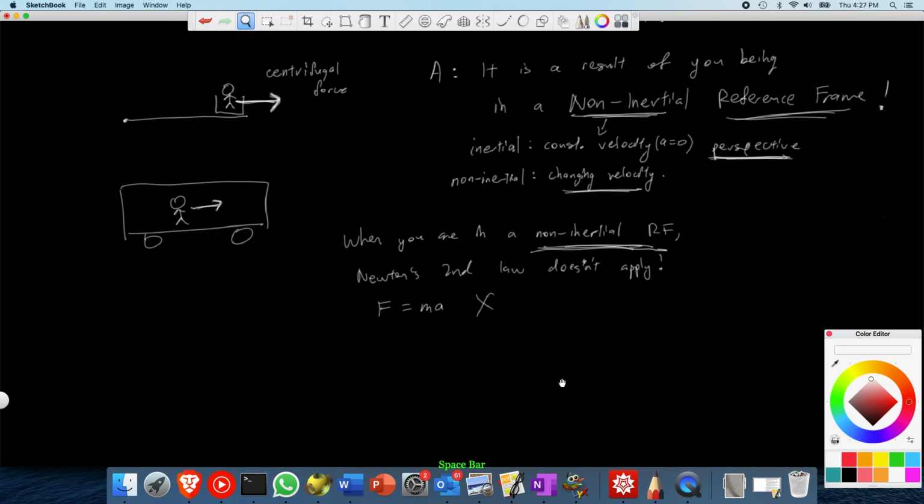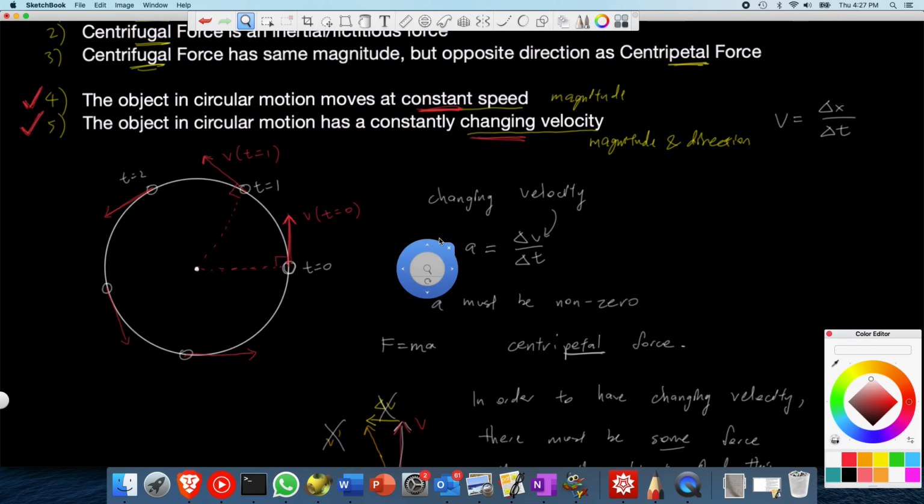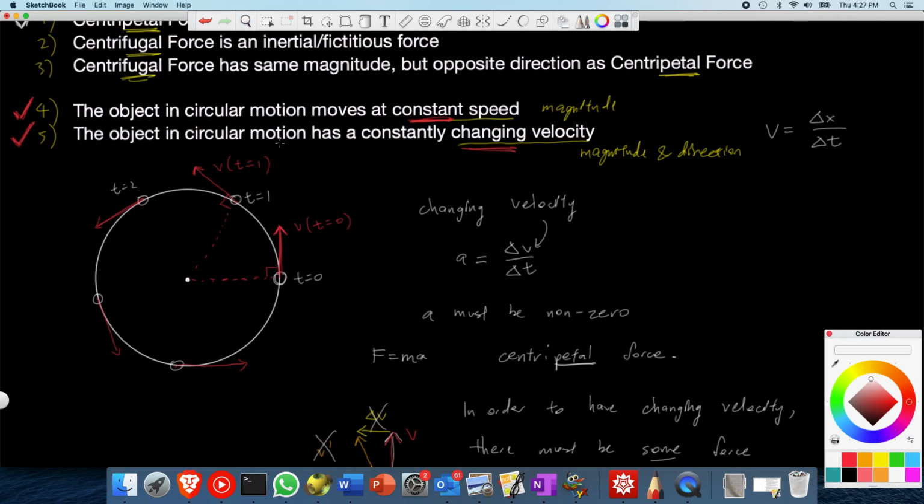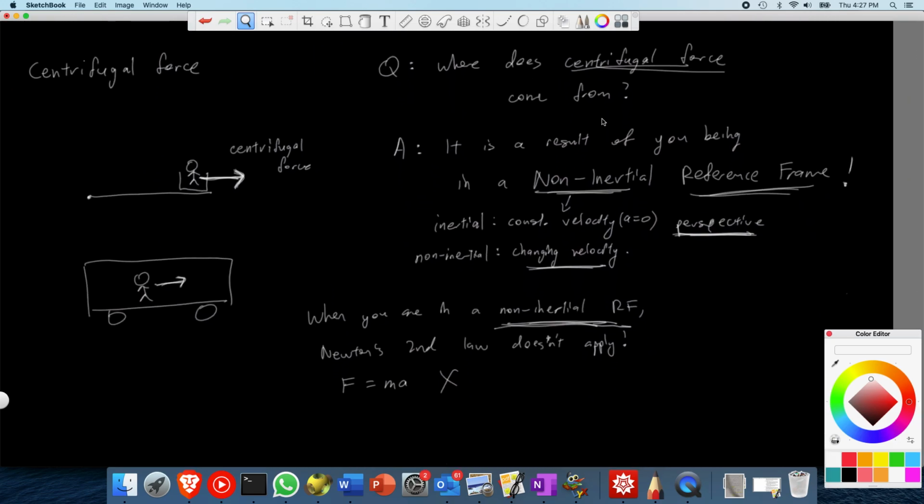So let me just recap what we have over here. Previously we have established that an object undergoing circular motion has a constantly changing velocity, right? And that means that if you're looking at the world from the perspective of the object, you are now in a reference frame that has changing velocity. And a reference frame that has a changing velocity is a non-inertial reference frame. And in a non-inertial reference frame, Newton's second law doesn't apply. It sort of breaks down.